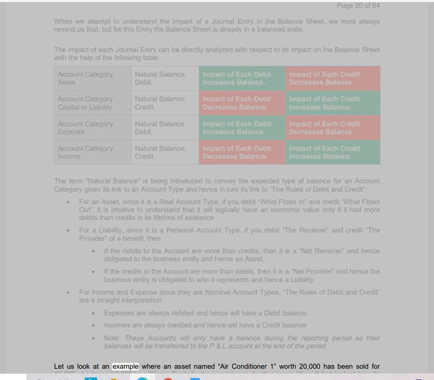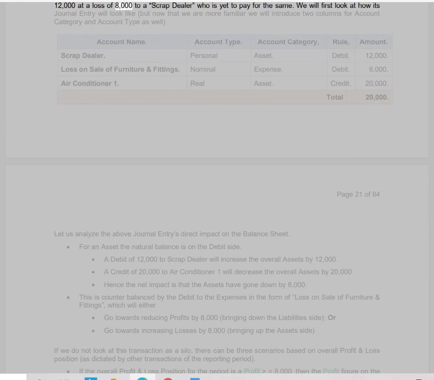Let us look at an example where an asset named air conditioner 1 worth $20,000 has been sold for $12,000 at a loss of $8,000 to a scrap dealer, who is yet to pay for the same. We will first look at how its journal entry will look, but now that we are more familiar we will introduce two columns for account category and account type as well.